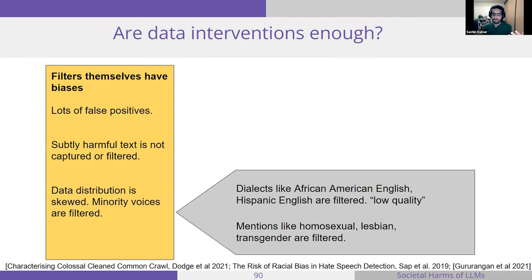skewed against minority voices. So in the first part, I briefly mentioned how language models are biased against minority populations, for example, against women or LGBT populations. And this kind of filtration can lead to further harm. So if you remove articles containing, for example, African-American English or Hispanic English, because they're considered low quality, language models trained on this filtered data will be even more biased against these populations. So instead of removing the problem, we are exacerbating it if we use these kinds of filtration techniques.